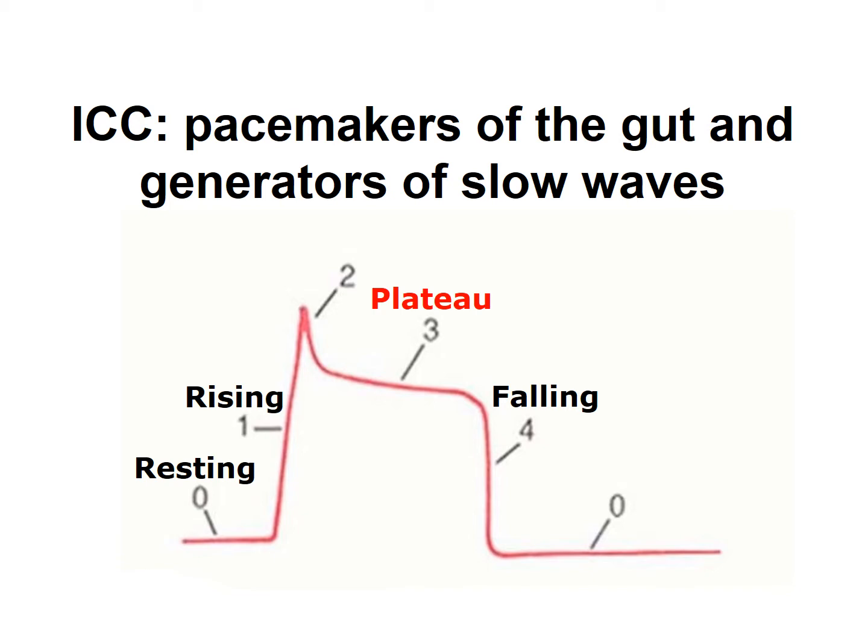We're not only interested in this slow wave, we are interested in one phase from these slow waves, and we call that phase the plateau phase, which is number 3 in this diagram. So this is the first requirement to take place for the contraction to happen. The second requirement is an action potential.